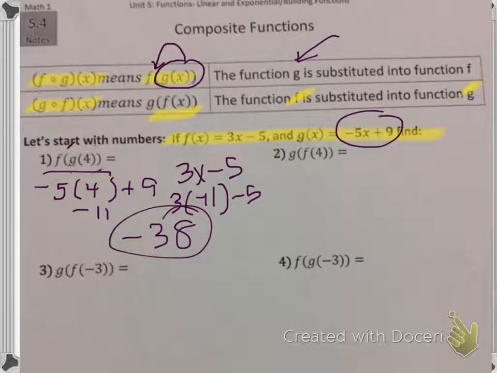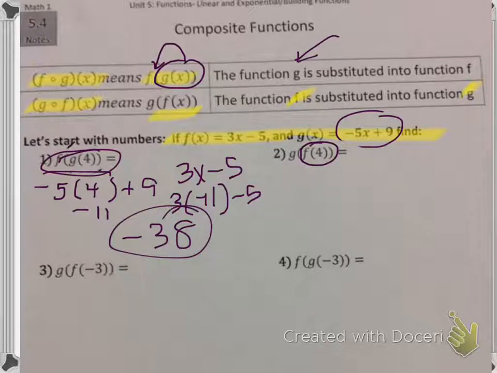So the question is, this one's f of g of 4, this one's g of f of 4. Do we think we're going to get the same number going the opposite direction? Do you think we'll get negative 38 again, or do you think we'll get a different number? Well, let's try and see.